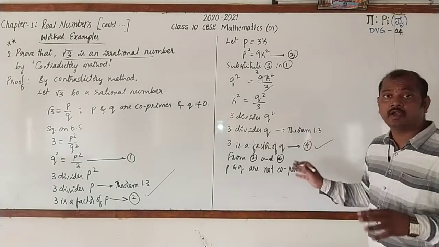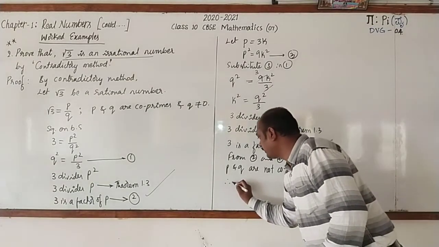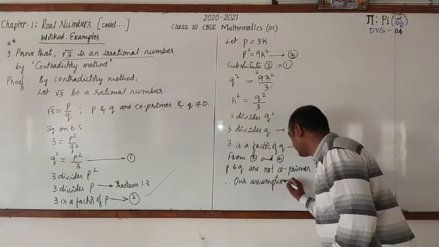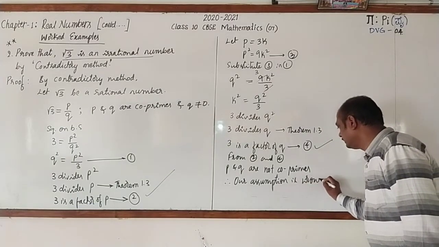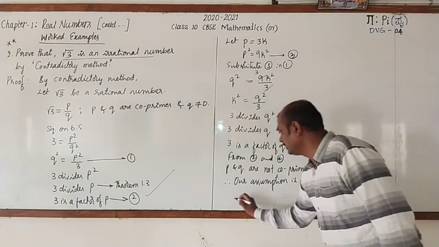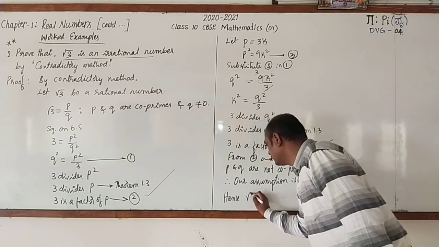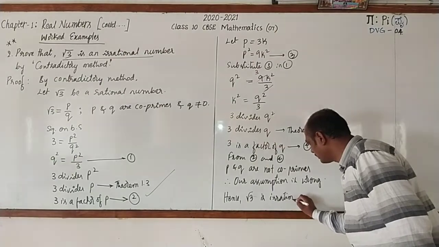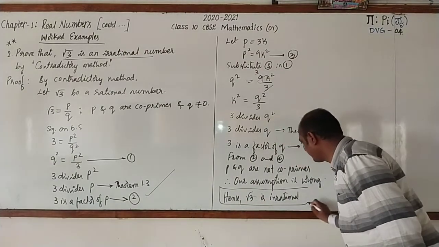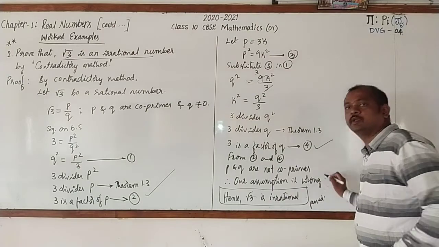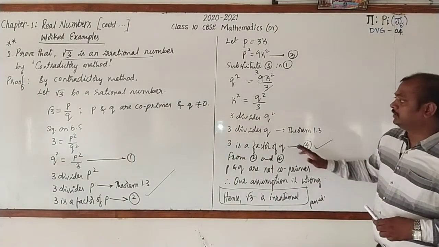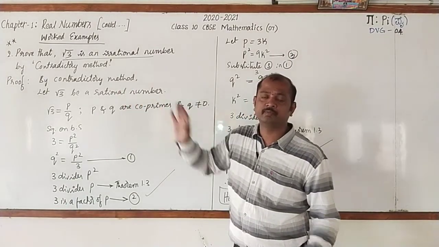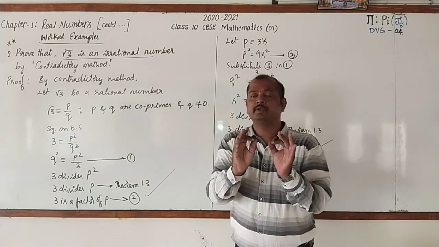If they are not co-primes, therefore our assumption is wrong. Then what should we write? Hence root 3 is irrational. Proved. Clear? Okay. So you have to practice today's 2 problems as many times as possible till you become perfect.